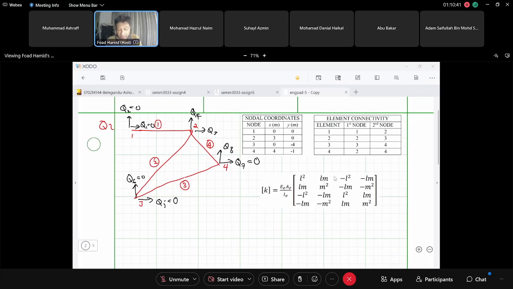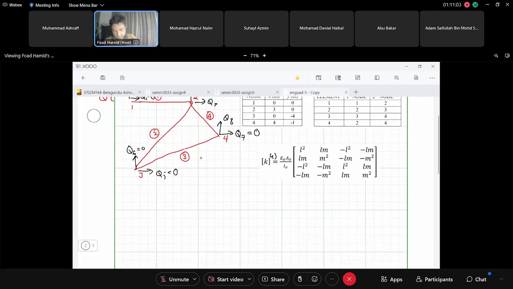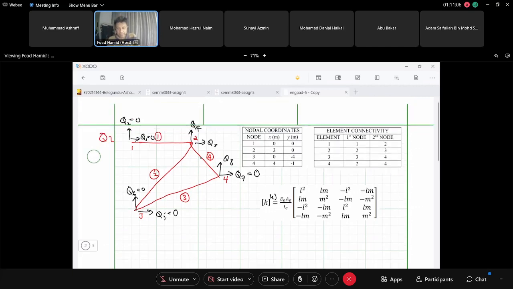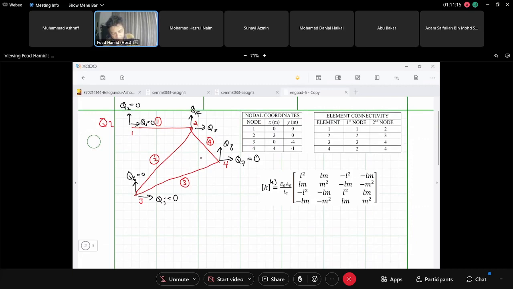Note that for every element they are different, because the angle will be different, which means L and M are different for all the elements here. So let me clarify, this is for your K element. So what do we do here? Okay, so let's start one by one. Let's start with element number 1.